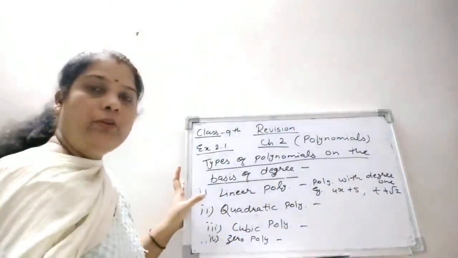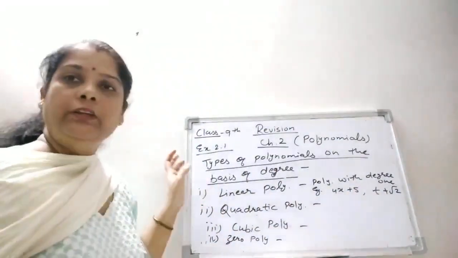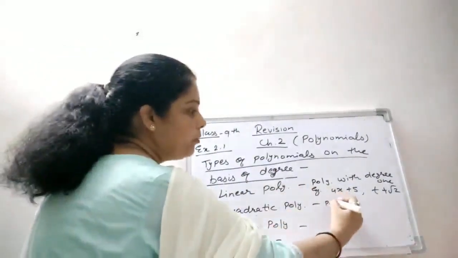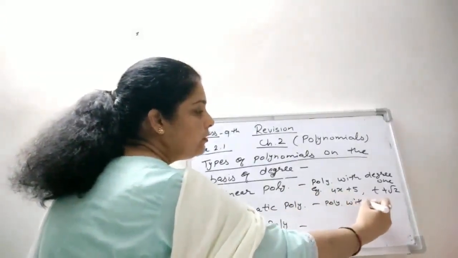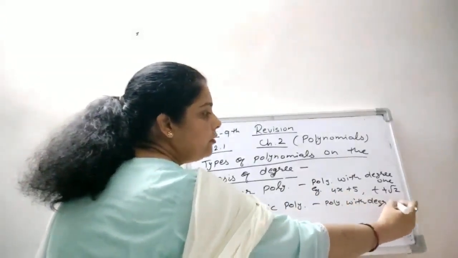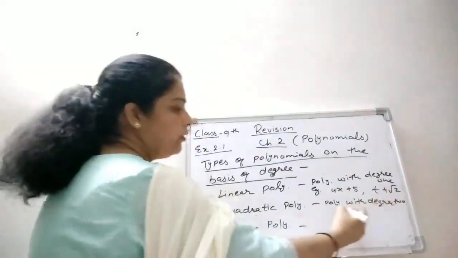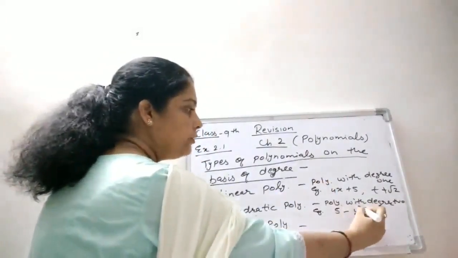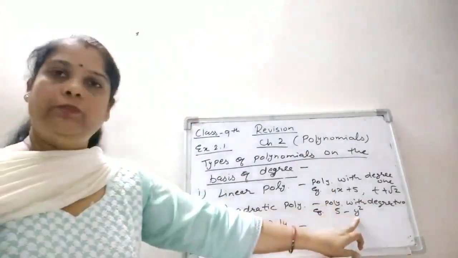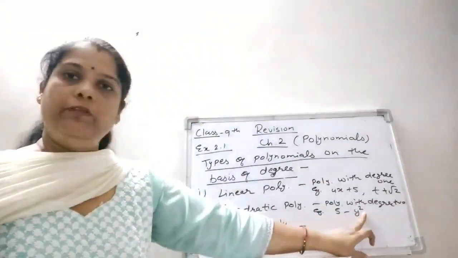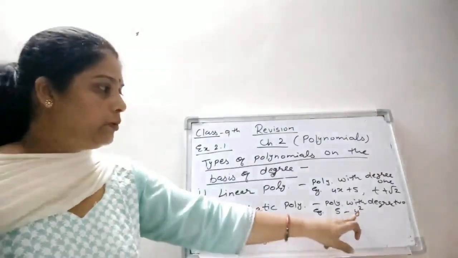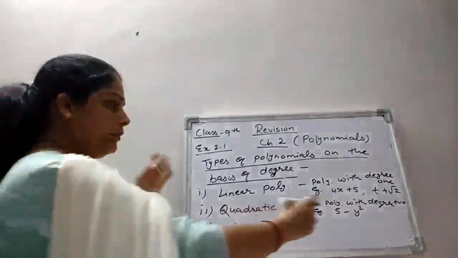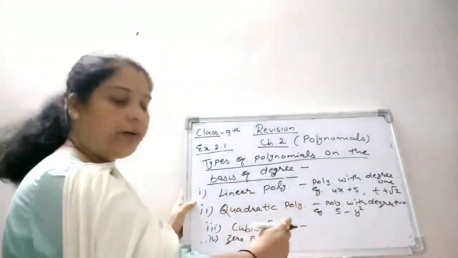Now quadratic polynomial, the polynomial with degree 2. For example, 5 minus y square. Here the variable is y and the power of this variable is 2. So this is the example of quadratic polynomial.